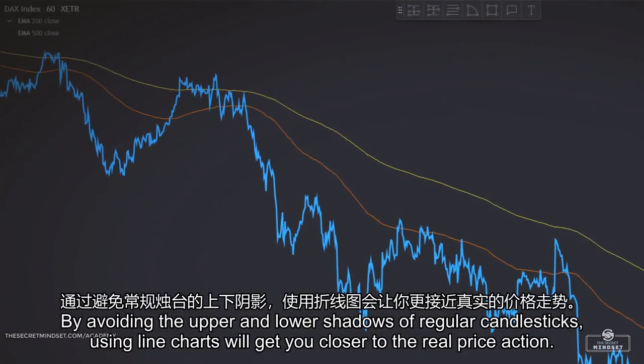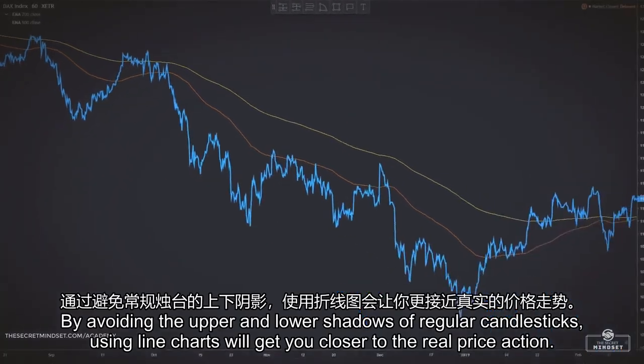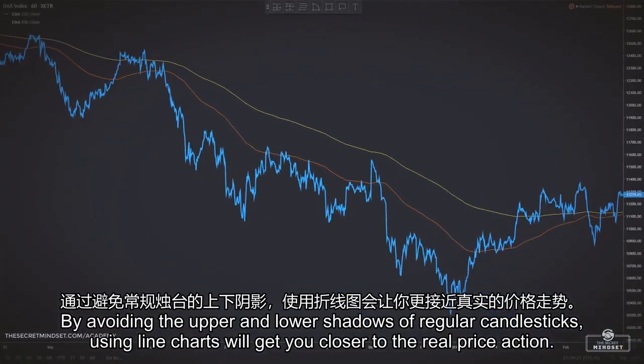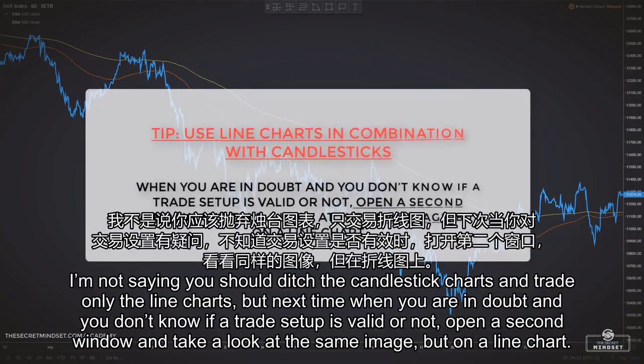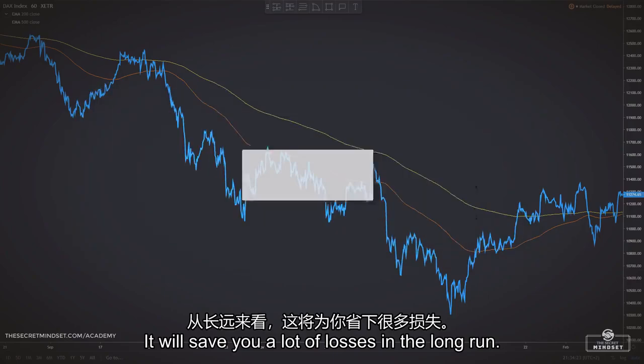By avoiding the upper and lower shadows of regular candlesticks, using line charts will get you closer to the real price action. I'm not saying you should ditch the candlestick charts and trade only the line charts, but next time you are in doubt and you don't know if a trade setup is valid or not, open a second window and take a closer look at the same image, but on a line chart. It will save you a lot of losses in the long run.